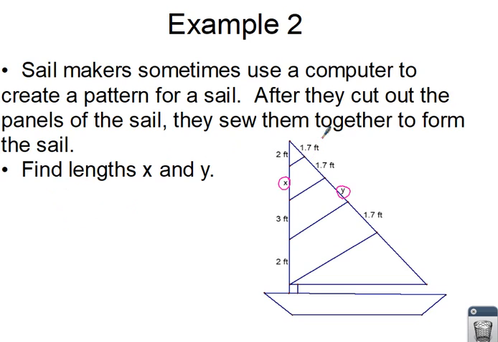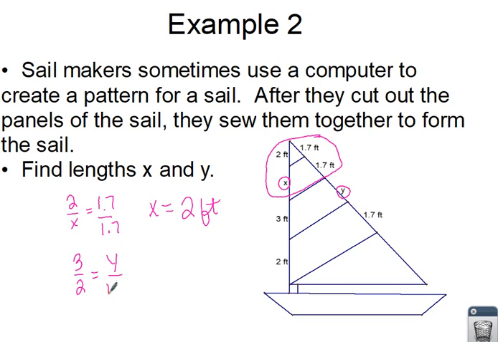But you can set up a proportion. So up here, you can make a proportion, right? 2 over X equals 1.7 over 1.7. That should be really easy to see. X is 2 feet. Alright, so then we can look at the bottom portion. Do 3 over 2 equals y over 1.7. And cross multiply. And then divide by 2. And we get 2.55, so 2.6 feet. It's a little more than 1.7, not double, but a little bit more.